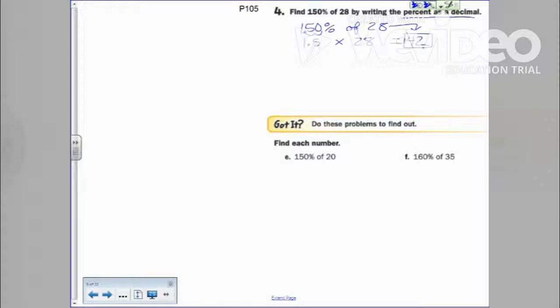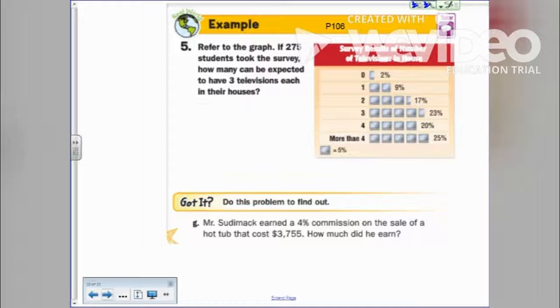Use what we've just learned by finding 150% of 20 or 160% of 35 by either changing those to fractions and multiplying or changing them to decimals and multiplying. Now you can go ahead and do letters E and F after the video by either doing a fraction or a decimal. Either way works. Let's take a look at the final example, example number 5.